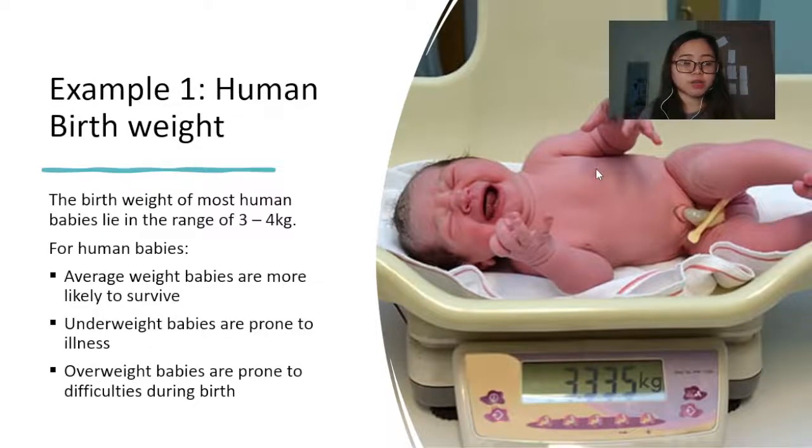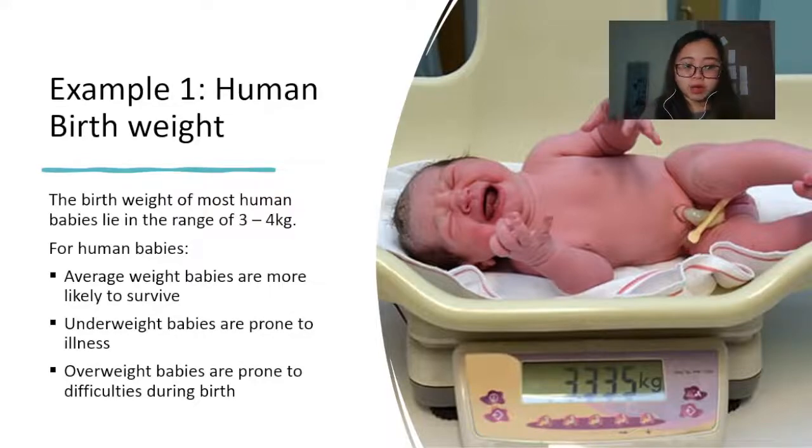An example that we will use is the human birth weight. The birth weight of most human babies will be between the range of 3 kilograms to 4 kilograms. For us human babies, average weight babies are more likely to survive. So around 3.5 kilogram, 3 kilogram, 4 kilogram, it's okay. You're gonna have a normal birth.